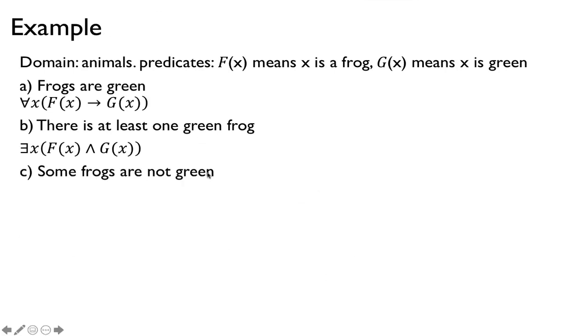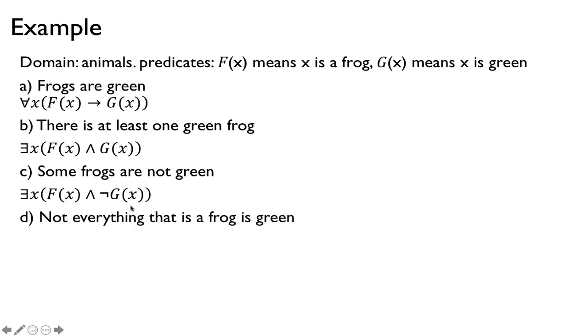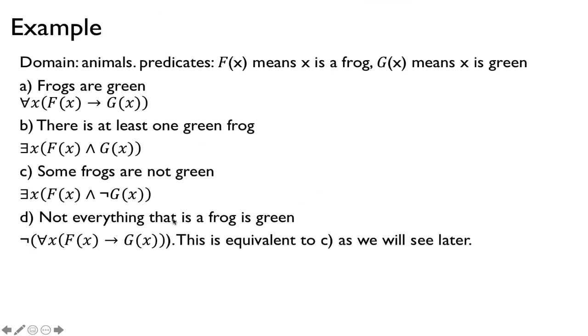Some frogs are not green. Well, that means that there's an x such that f of x and not g of x. So there's some object that is a frog and not green. Not everything that is a frog is green. It says that it's not true that for all x, if x is a frog, then x is green. So not everything that is a frog is green.